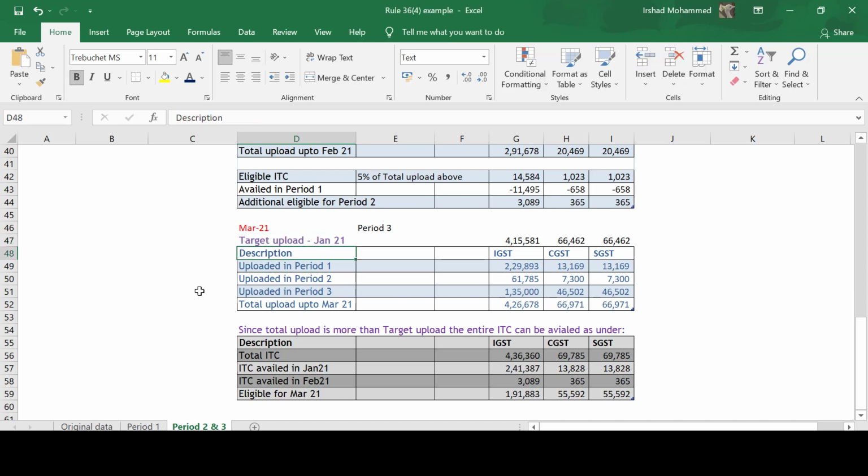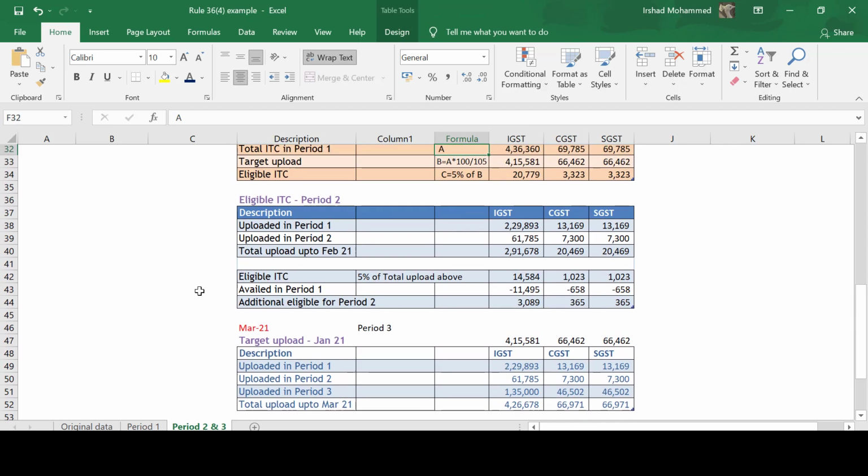So, if we combine these total uploads, which is the total invoices uploaded by suppliers in period 1, period 2, which we have just seen, and period 3 for this current period, we will arrive at total upload up to March 2021, which is this figure. Now, interestingly, if you look at this figure, the total upload is more than the target upload.